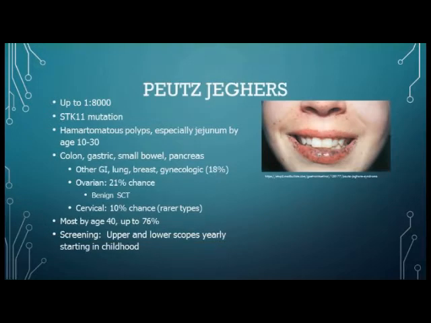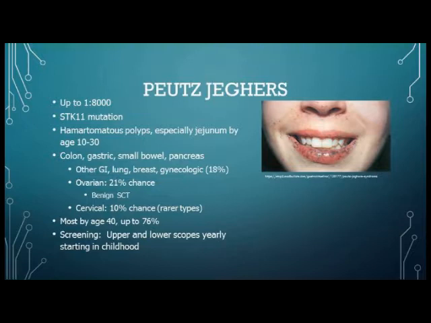Peutz-Jeghers syndrome, so 1 in 8,000, so not as rare as the other two. It's a mutation in the STK11. So when people think of Peutz-Jeghers, they think of people with freckles all over, and kind of the known thing is the freckles on the mucosa is what it's known for. And then they get these hamartomatous polyps within their GI system, usually by the age of 10 to 30. And that can cause all sorts of gastric and GI cancers.